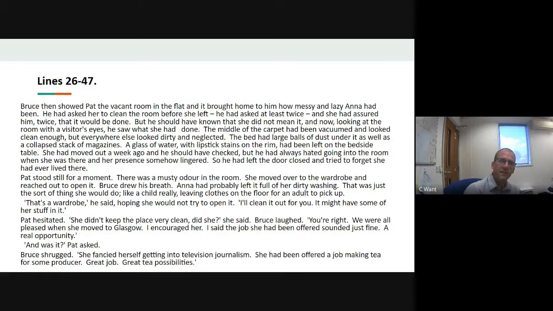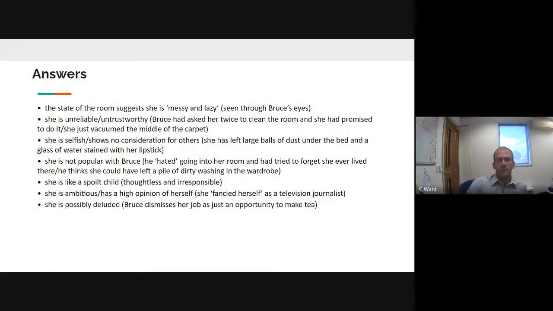Because really the trick to this exam is making very clear, valid, evidenced points in quick succession. A good answer for this might have 8 or 9 sentences like the one I just gave you. You can see some of the answers. You might want to have a go at doing this yourself and then marking them.